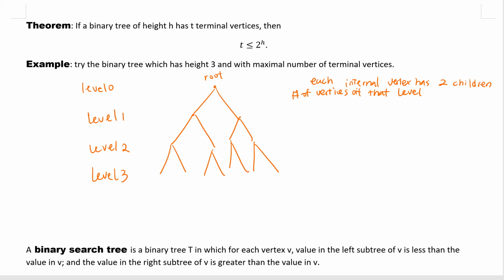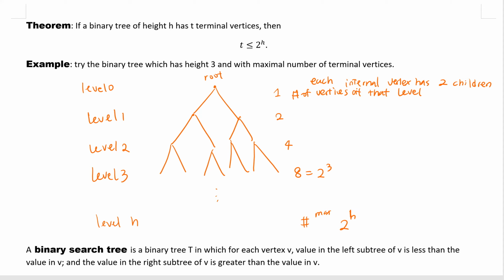So here we have 1, right? Here we have 2, here we have 4, here we have 8. So 8 is like 2 to the cube. That's why if we continue, let's say we have level h. Well, if we have level h, then the number of vertices at that level, assume we have a maximum number, okay? So this is the maximum number. It will be 2 to the h.